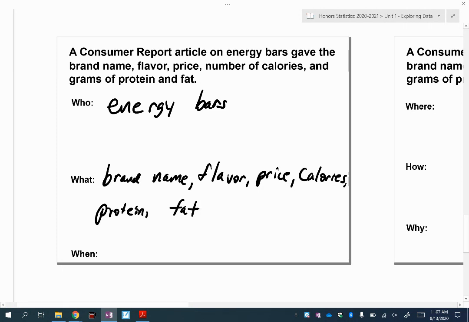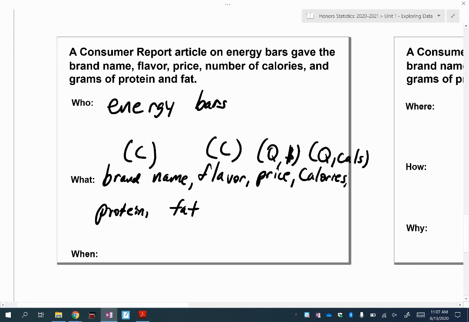Okay, now take that minute and go through to see if they are categorical or quantitative. Brand name is going to be categorical. Flavor, categorical. Price, quantitative. I'm going with dollars. Calories, quantitative, and calories, the units. Protein, it says in the problem that protein is listed in grams. So quantitative, grams the units, and same with fat, quantitative with grams.